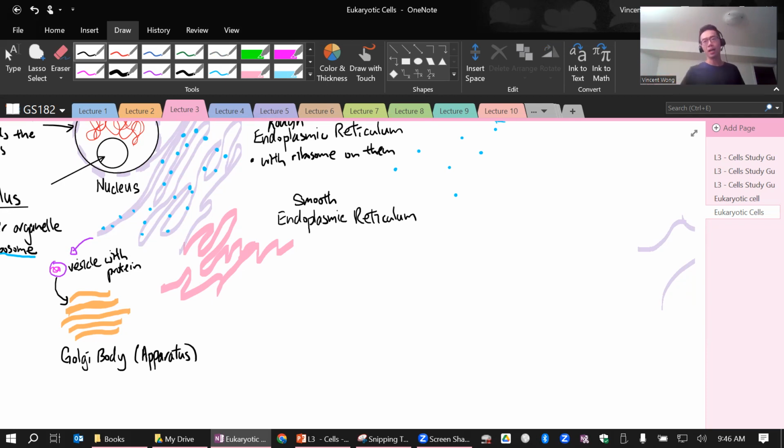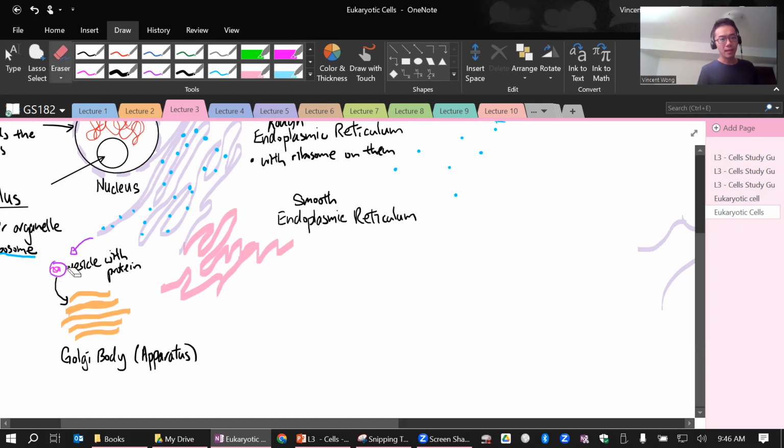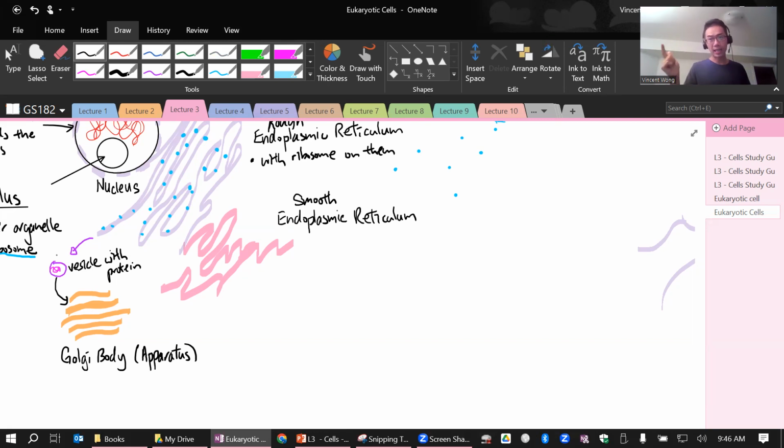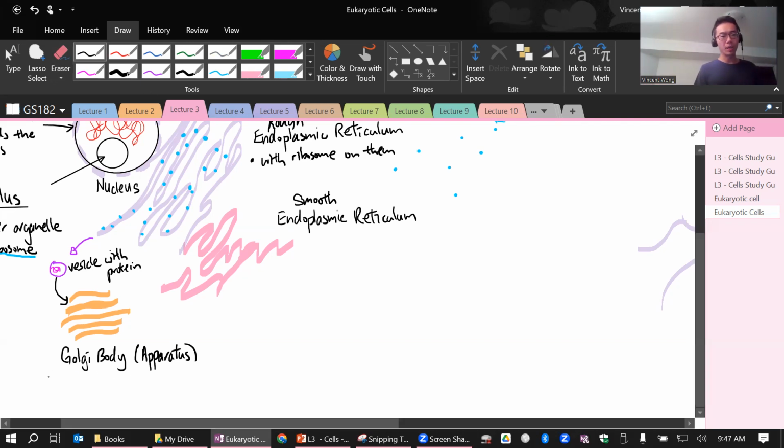So that's what the Golgi body does. The Golgi body is going to receive the vesicle, and then it's going to sort, modify, and repackage the protein. Think of it like a post office. You've got all these mails coming in, you have to sort them, right? You have to patch them up if there's something wrong with the parcel, and then you might have to repackage it and send it out. That's what the Golgi body does.